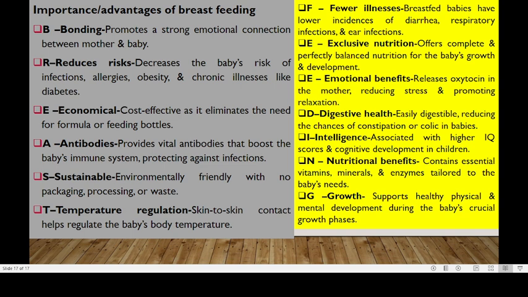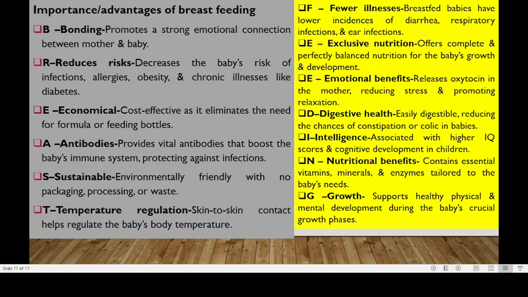Breastfeeding provides vital antibodies that boost the baby's immunity, protecting against infection. S is for sustainability. Breastfeeding is environmentally friendly with no packaging, processing, or waste. T is for temperature regulation. Breastfeeding encourages skin-to-skin contact, which helps regulate the baby's body temperature. F is for fewer illnesses. Breastfed babies have a lower incidence of diarrhea, respiratory infections, and ear infections.